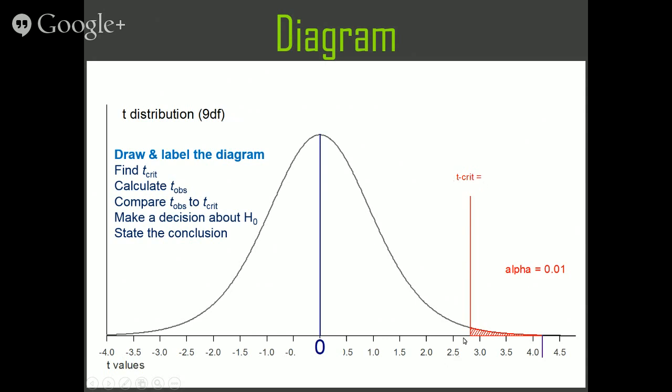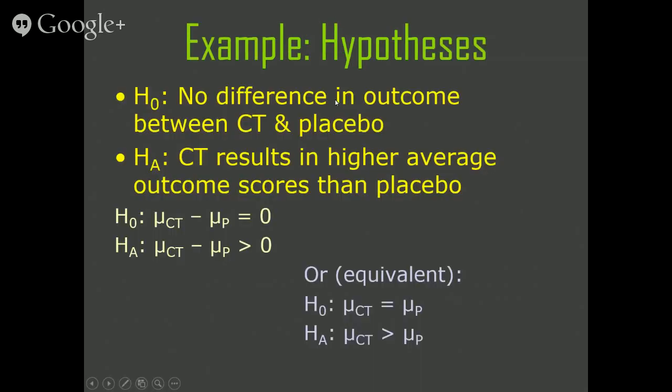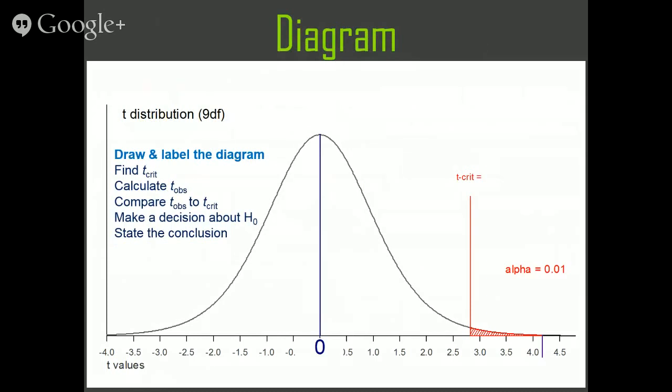I'm just going to draw a line here because I know it's going to be on the right. As long as I said everything is measured as cognitive therapy minus placebo. Cognitive therapy first, placebo second. If that's the case, then if cognitive therapy ends up having a higher score, which is what I hypothesize, and placebo lower, then the mean for cognitive therapy minus the mean for placebo will be a positive number. Therefore, we put our tail on the positive side of this distribution.